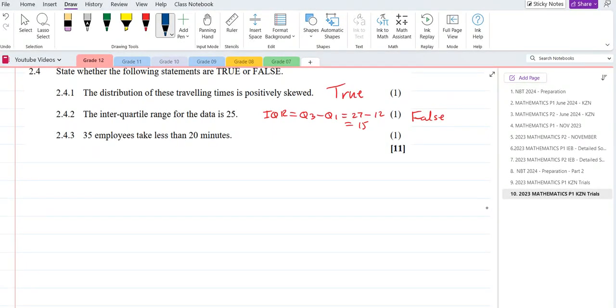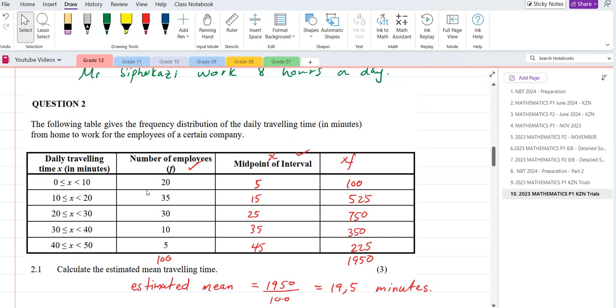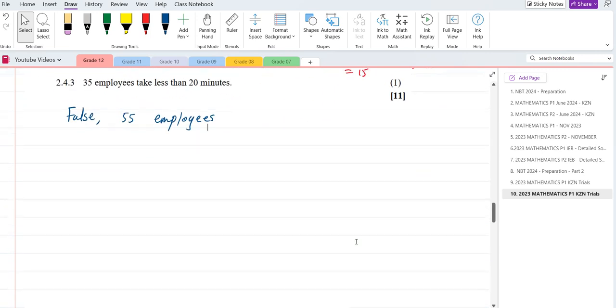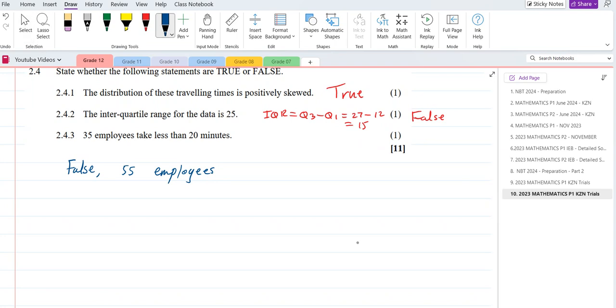We're going to say false, because we have 55 employees. Now how we get 55 employees is less than 20 minutes. Less than 20 minutes will be summing up everything less than 20. So it's between 0 and 20, less than 20. So 20 plus 35. So we're going to say 55 employees takes less than 20 minutes. Yeah, so this one should be false.